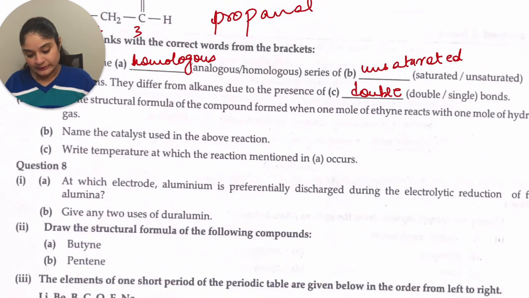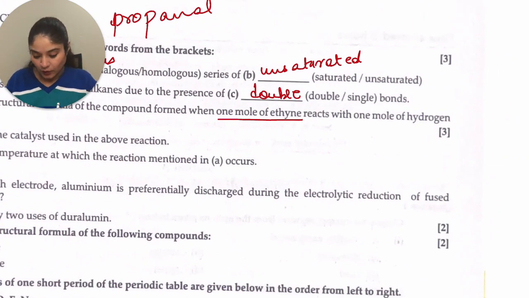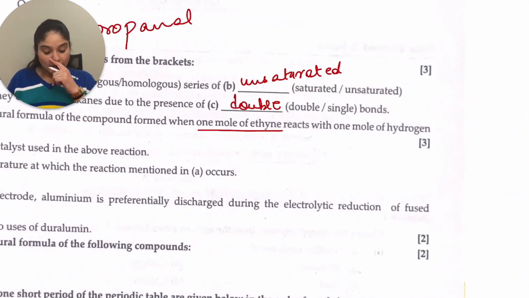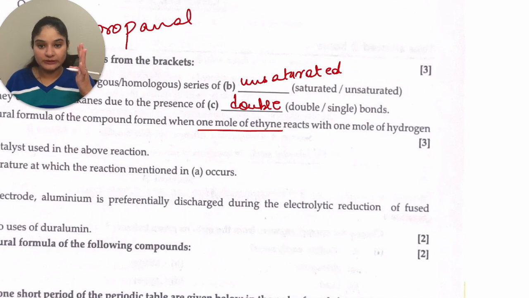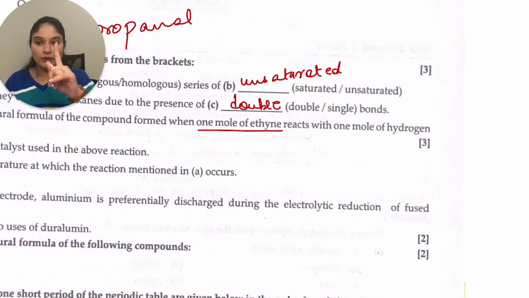Now next is: write the structural formula of the compound formed when 1 mole of ethyne reacts with 1 mole of hydrogen gas. Okay, I know this is a slightly confusing question, but what you have to understand is, when they say 1 mole of ethyne and 1 mole of hydrogen, don't get confused. What is 1 mole of ethyne? Just take one molecule of ethyne.